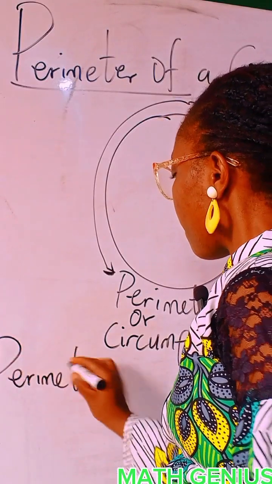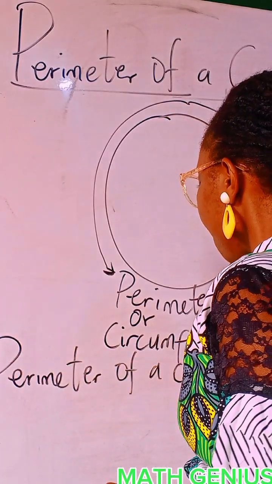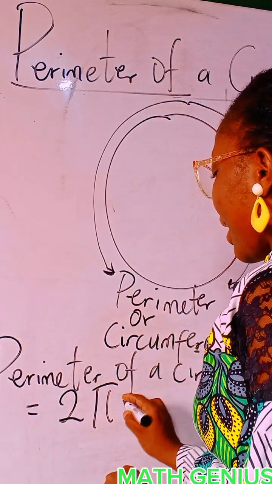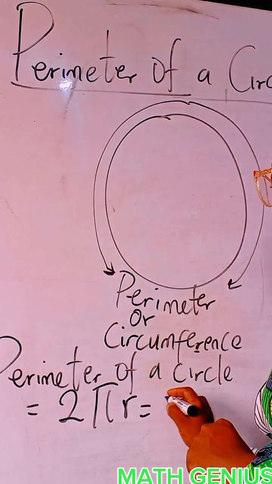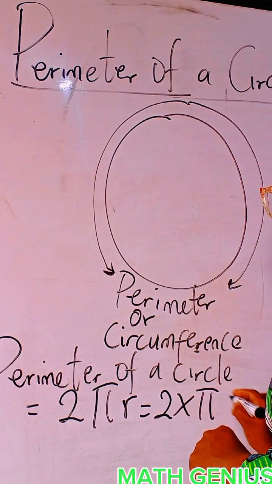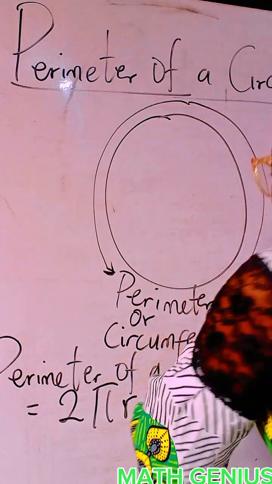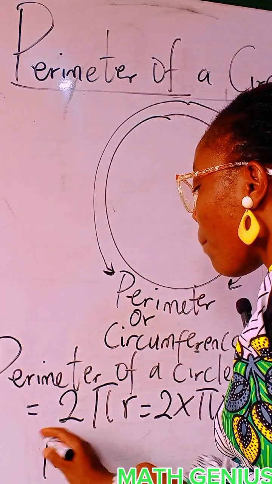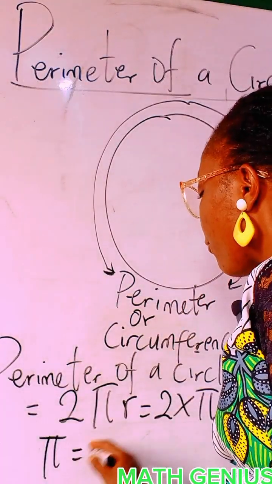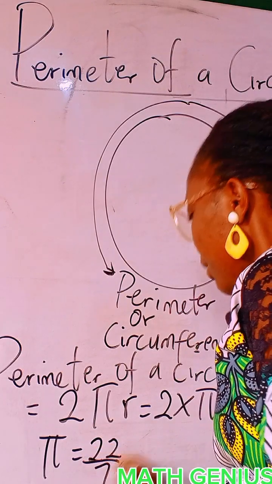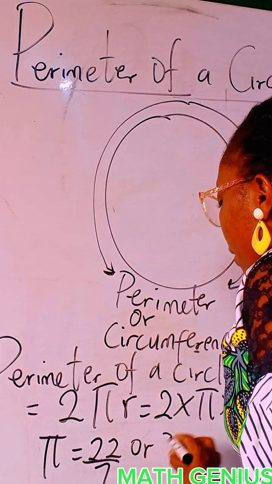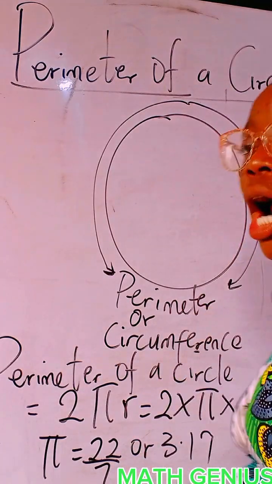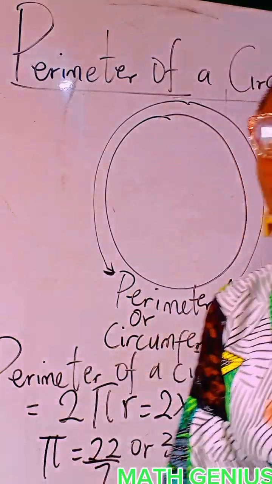Perimeter of a circle is equal to 2 pi r, which is equal to 2 times pi times r. Your 2 is a constant number. It doesn't change. It remains 2. Your pi is also a constant number. In math, pi has a value of 22/7 in fraction form or 3.14 in decimal form. And of course, your radius r changes per time.